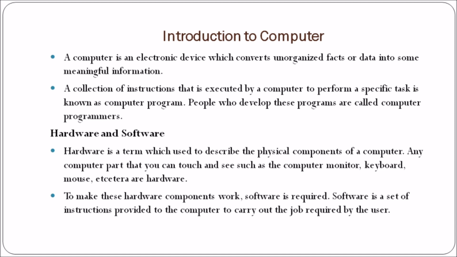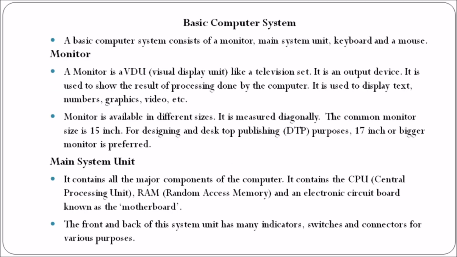Hardware and software. Hardware is a term which is used to describe the physical components of a computer. Any computer part that you can touch and see, such as the computer monitor, keyboard, mouse, etc., are hardware. To make these hardware components work, software is required. Software is a set of instructions provided to the computer to carry out the job required by the user. A basic computer system consists of a monitor, main system unit, keyboard, and a mouse.